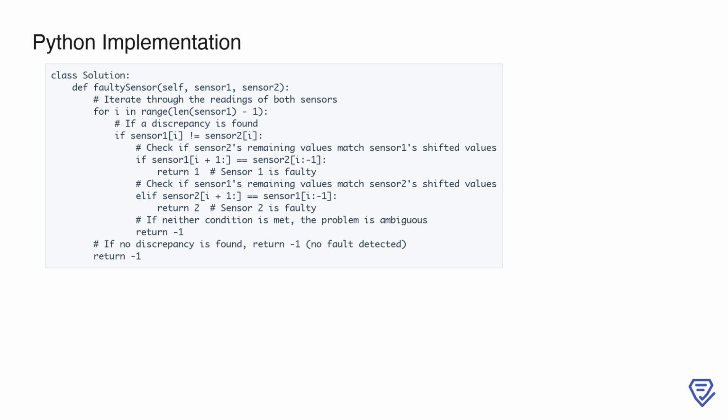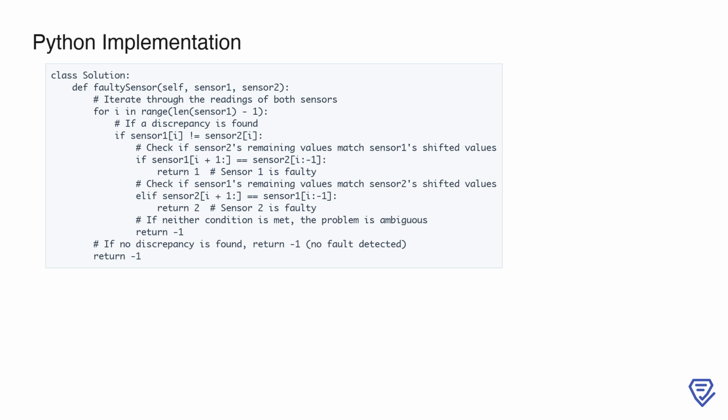1. Whether the remaining values of sensor 2, shifted one position to the left, match the corresponding values of sensor 1. If this is the case, sensor 1 is determined to be faulty. 2. Whether the remaining values of sensor 1, shifted one position to the left, match the corresponding values of sensor 2. If this holds, sensor 2 is faulty. If neither condition is satisfied, the function returns -1, indicating ambiguity or no fault detected.